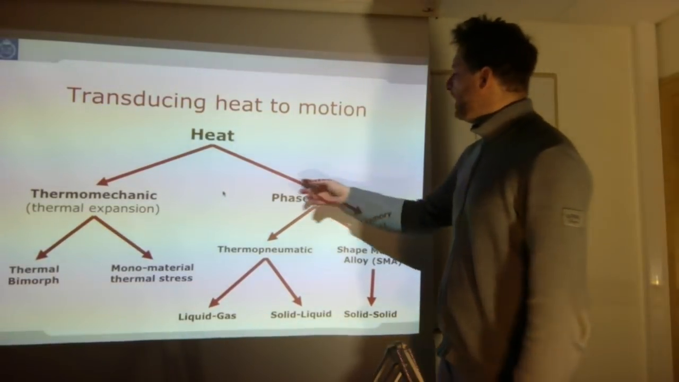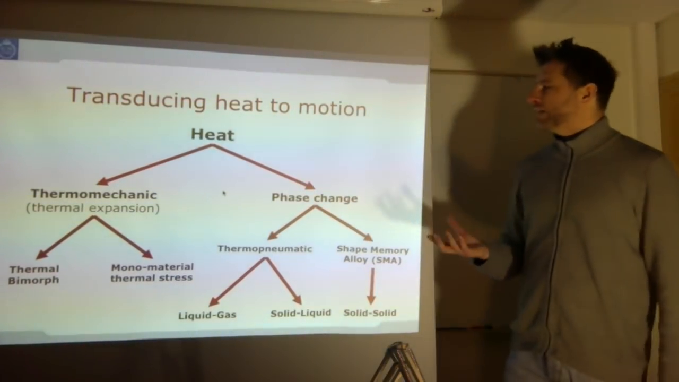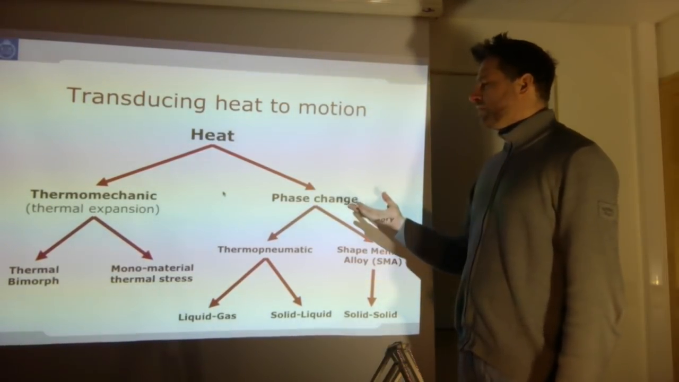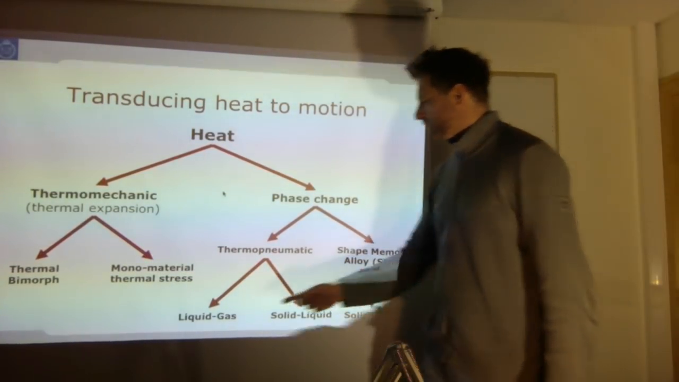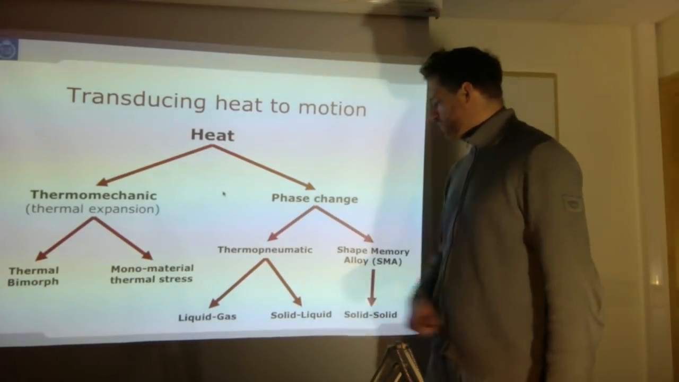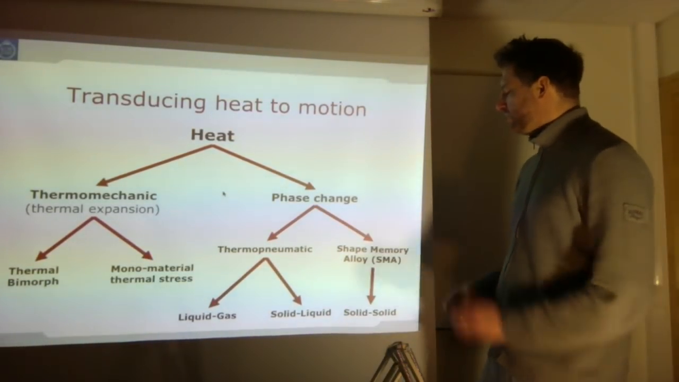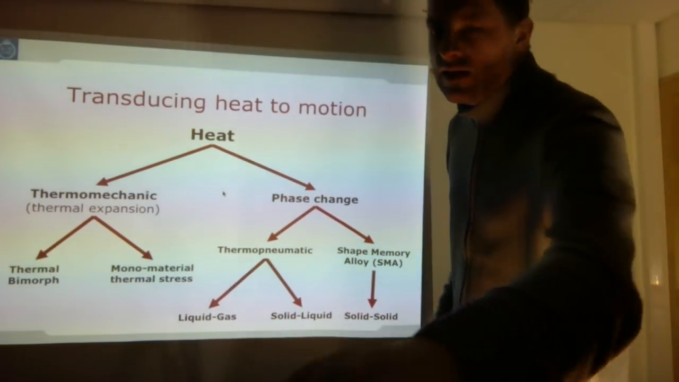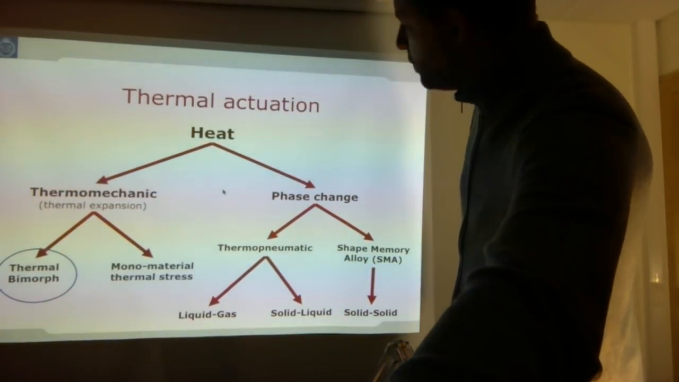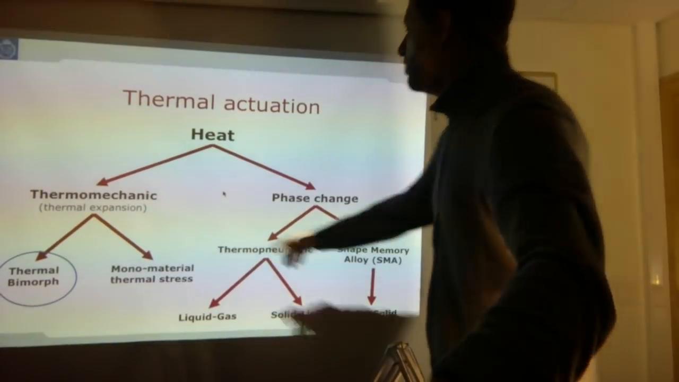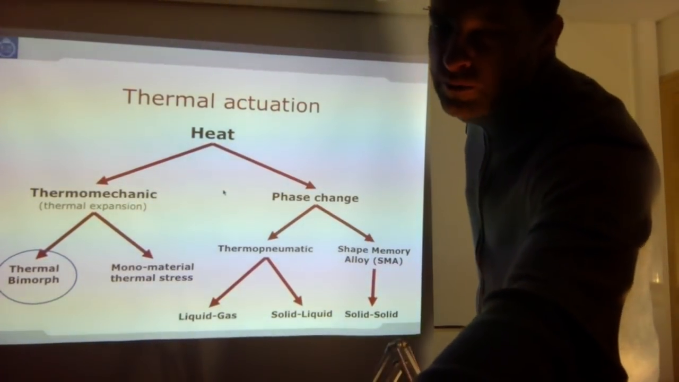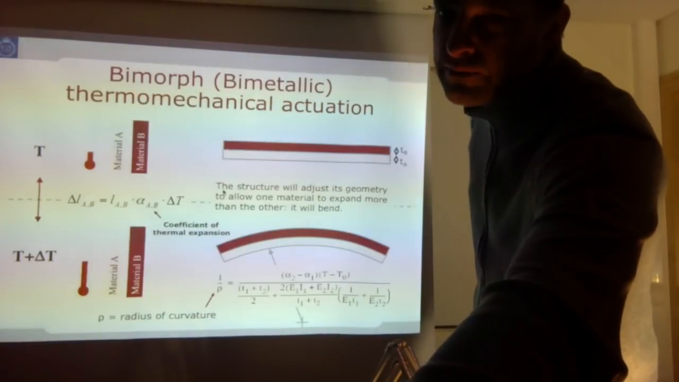You can also use a phase change, in which case the heat triggers a change of, for example, one material phase to another, such as, for example, from a liquid to a gas, or from a solid to a liquid, or even we'll see some solid-solid phase changes and how they can be used. First, we're going to talk about thermomechanic, thermal expansion, and specifically thermal bimorphs. Thermal bimorphs are going to be the first example.